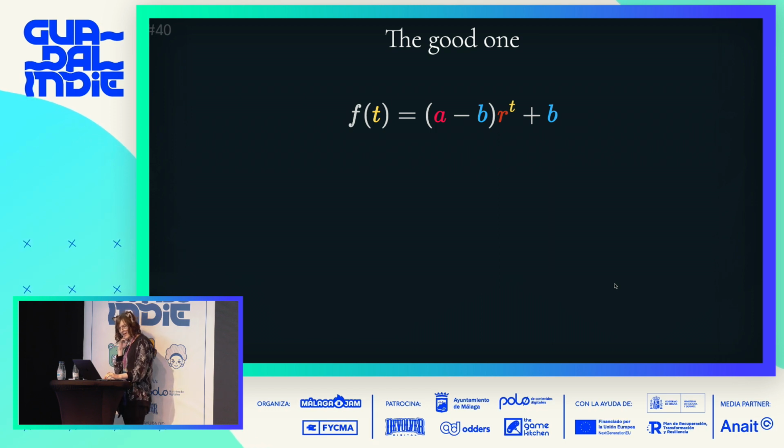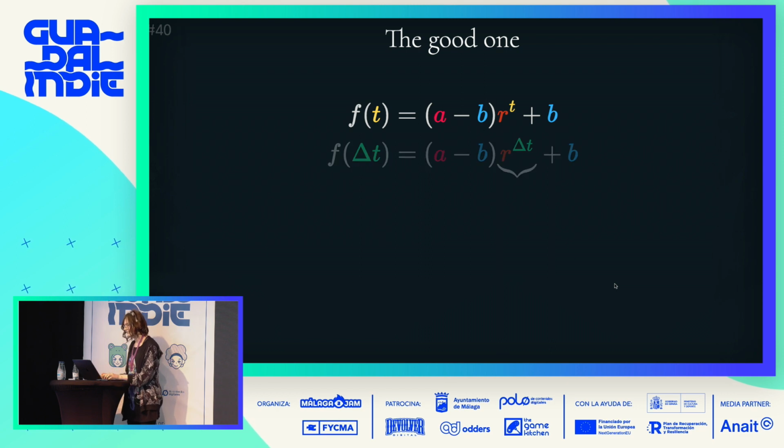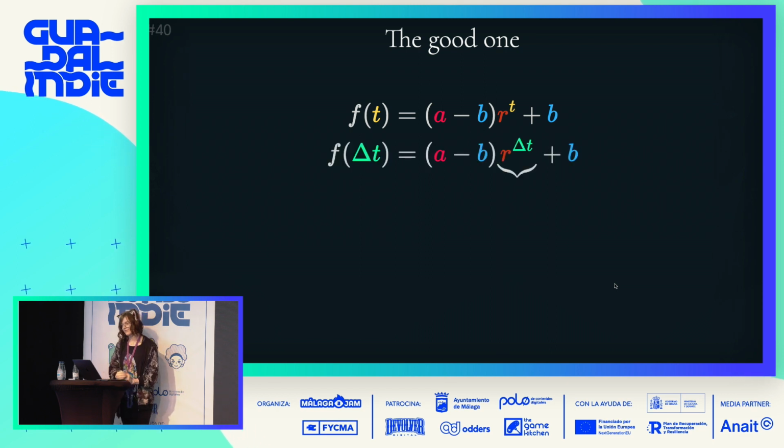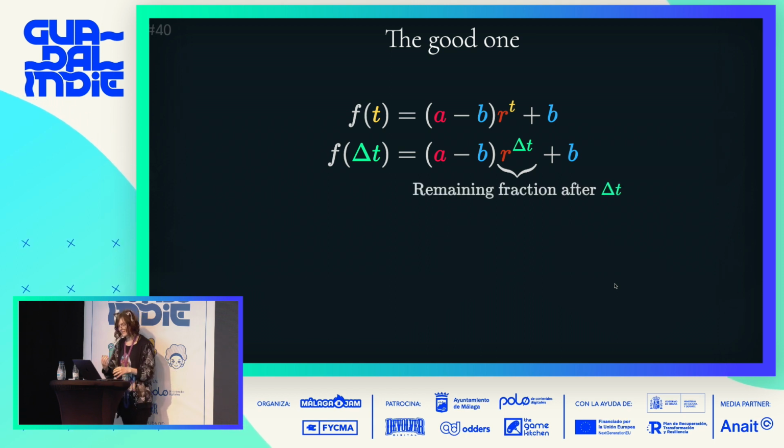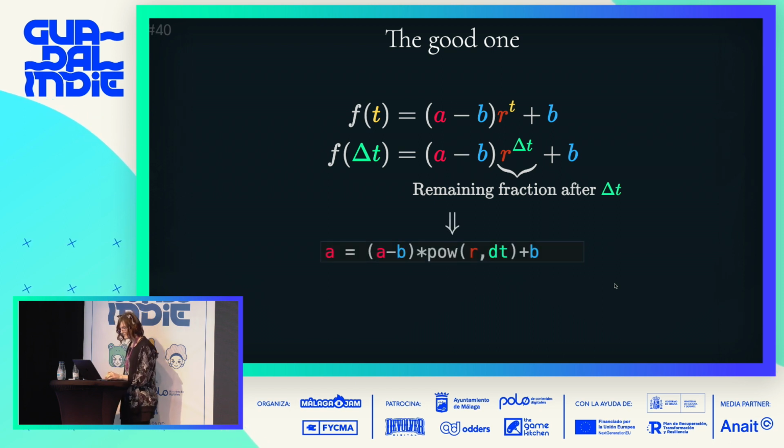So OK, now we have f of t equals a minus b times r to the power of t plus b. And then we look at this function 1 frame into the future, which is delta time. And then the same thing applies, because this equation has the same structure. So this part right here is just the remaining fraction after delta time has passed, after 1 frame. And so we can just take that directly and translate that into code, and we get a minus b times pow, which is the power function. So r to the power of delta time plus b.